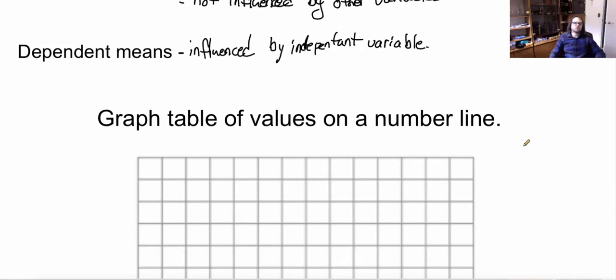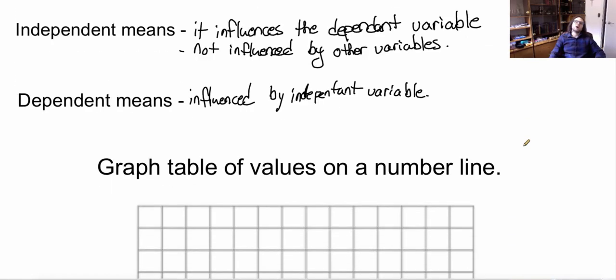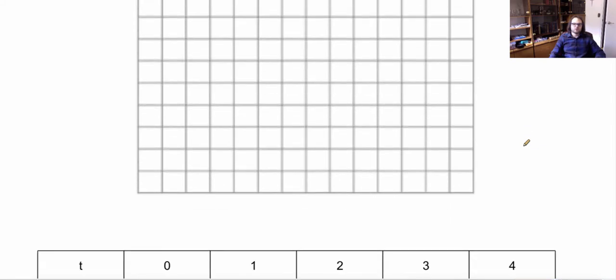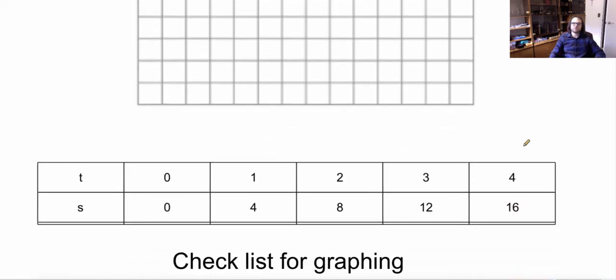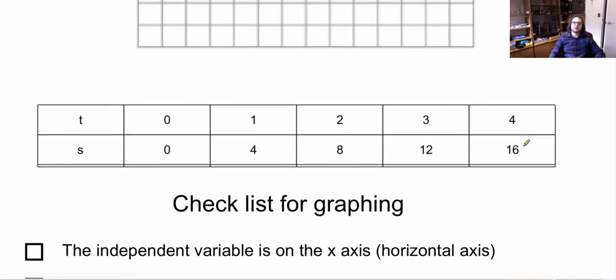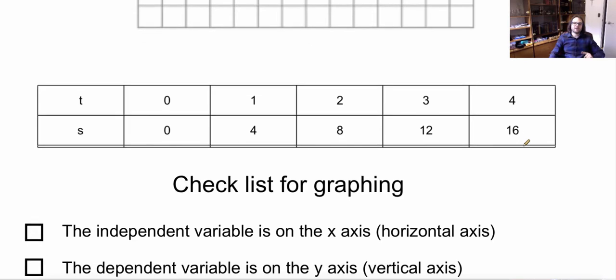So now we're going to graph my table up here. I wrote it down here as well. So some things before we graph we really must understand is my independent variable is on the x-axis and my dependent variable must be on the y-axis.